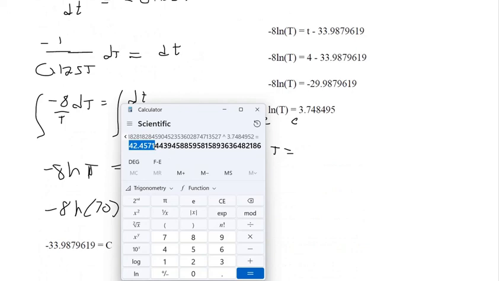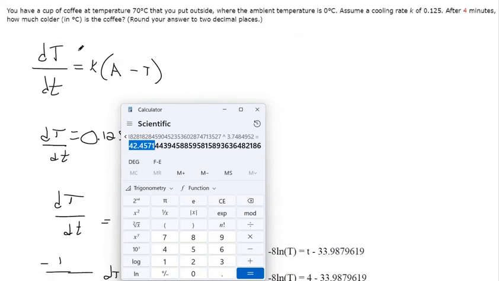So this is the temperature of the object. They're asking how much colder is the object, so how much has the temperature gone down? So we start at 70. If we subtract what its current temperature is, the object has declined 27.54 degrees. So that's the answer.